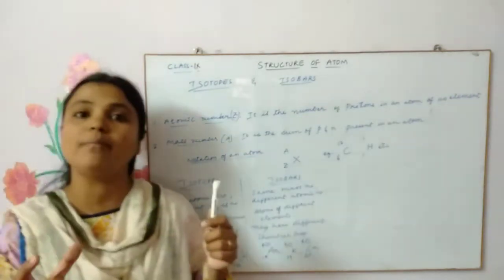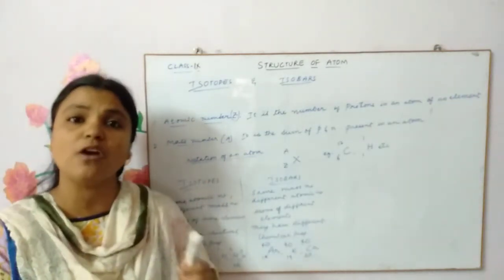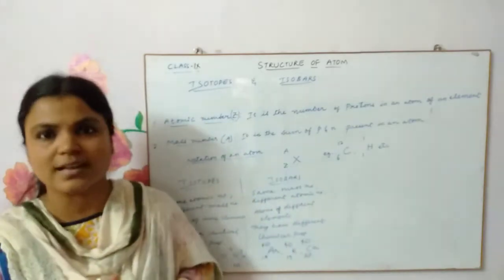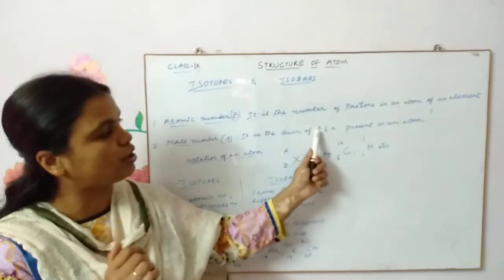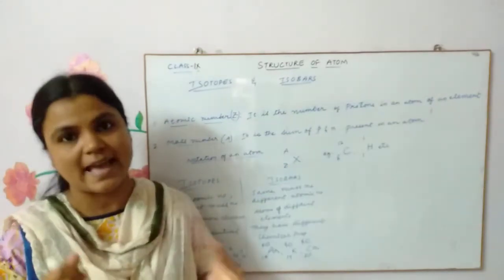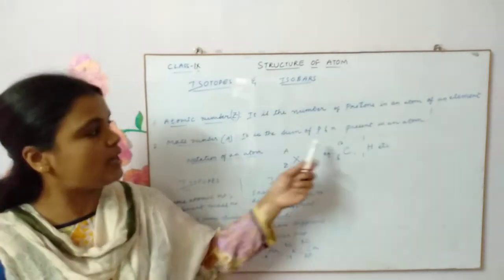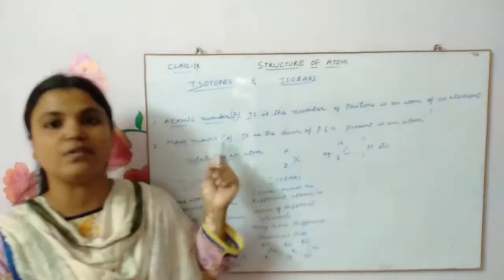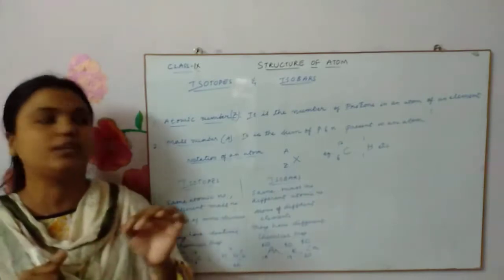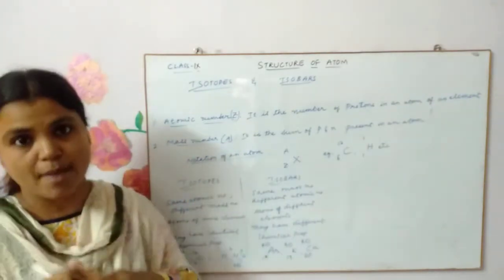As you know, the atomic mass is mainly due to the presence of protons and neutrons, right? So the mass number is nothing but the sum of the number of protons and neutrons present in an atom of an element. So here we have number of protons plus number of neutrons. It will give you the mass number, which is denoted by a letter A, capital A.